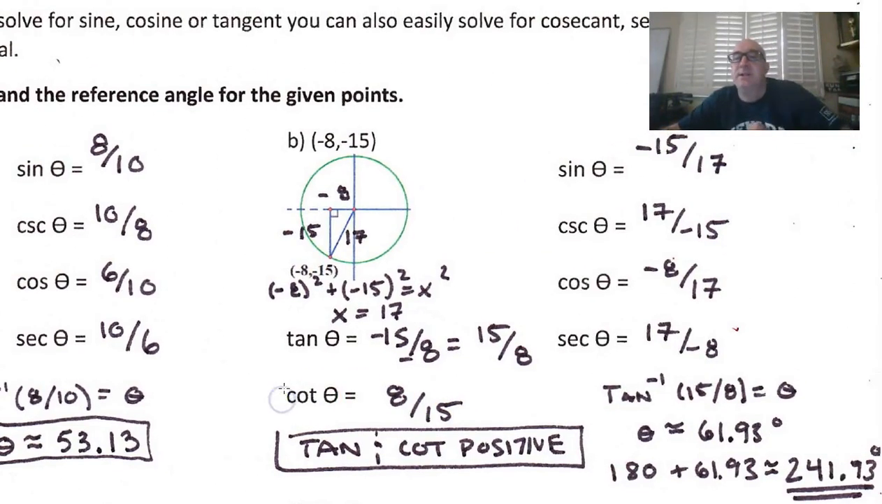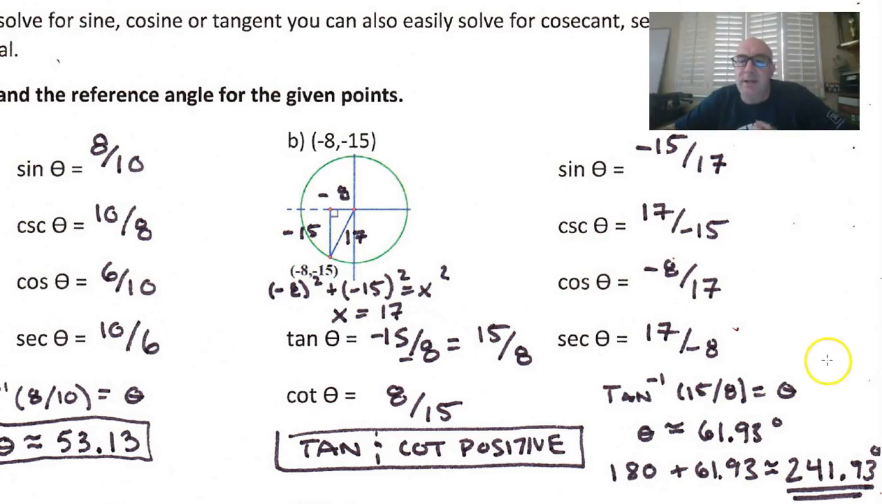Over here you'll notice that when I get these answers, only the tangent-cotangent combo are positive. That's because we're in quadrant 3, and the CAST rule says only tangent and its reciprocal, cotangent, would be positive there. Quickly looking at your numbers, -15 over 17, 17 over -15, and so on.